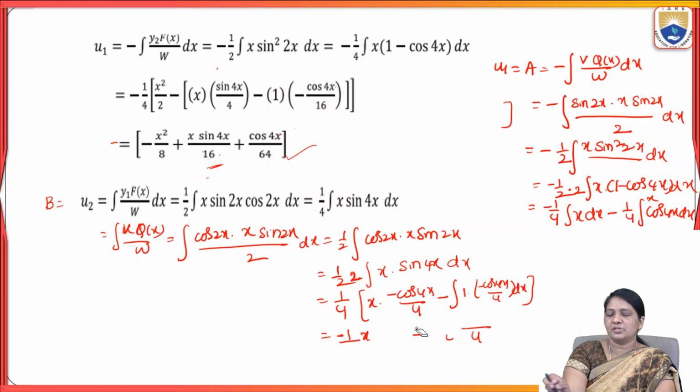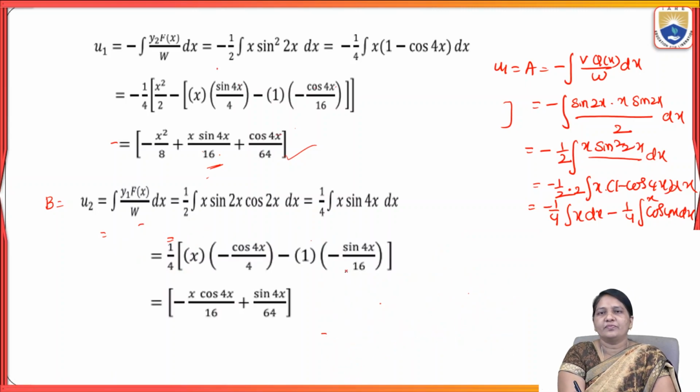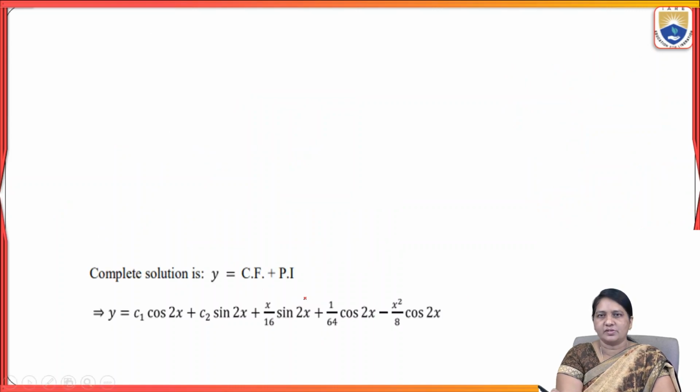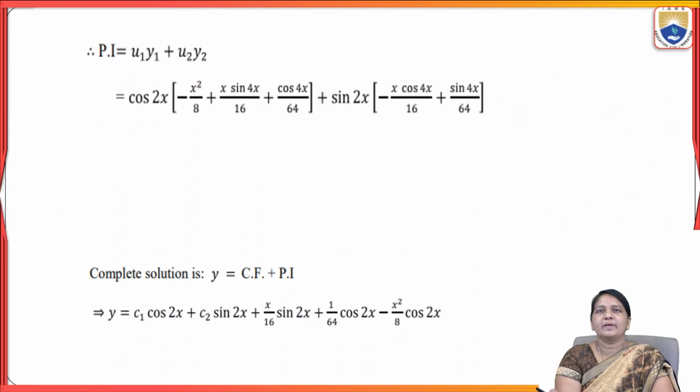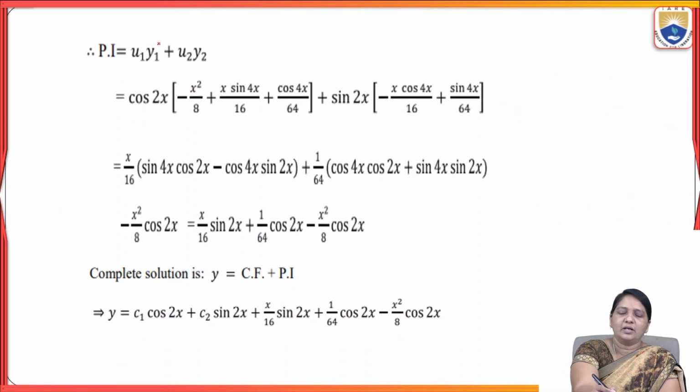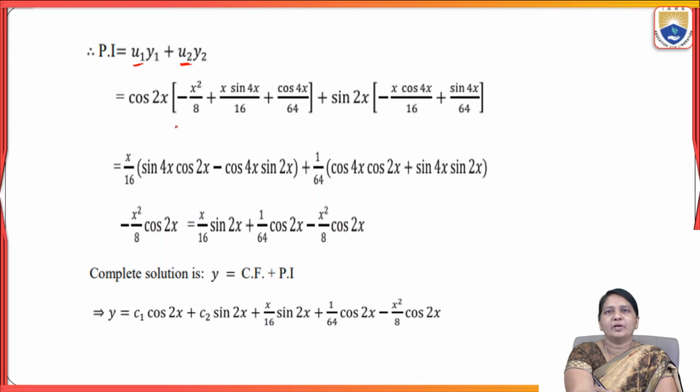Same thing we are going to see, so same thing, u into v formula. Here we are getting the value minus x cos 4x by 16 and sin 4x by 64. So now, based on this, we calculated the u1 value and the u2 value, and I am replacing them here.